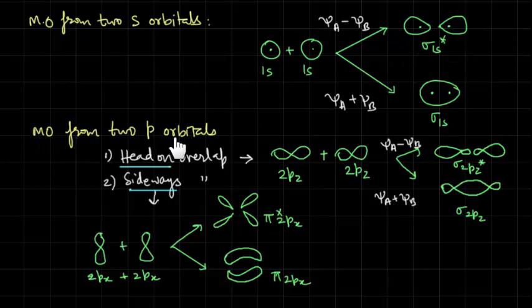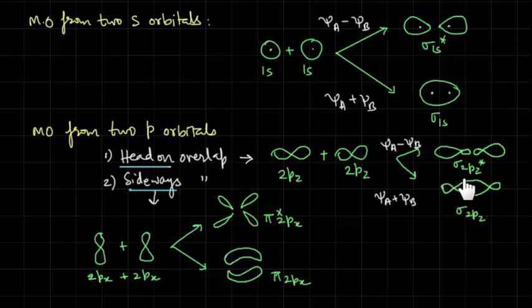Molecular orbitals from two p orbitals. Depending on what kind of overlap it is, let's talk about the head-on overlap first. So 2pz and 2pz, if this is the z-axis, will be like this. This is a head-on overlap. So this will be a sigma bond because they are along the axis. The bond formed is along the axis of the orbital itself. So sigma 2pz will look like this. So this is your final molecular orbital.